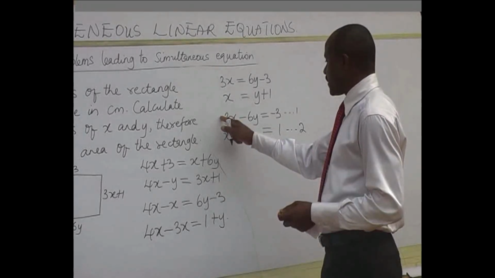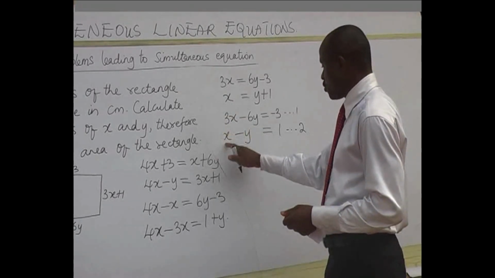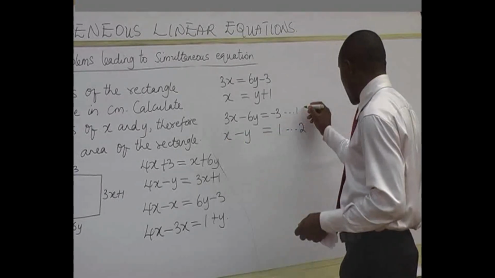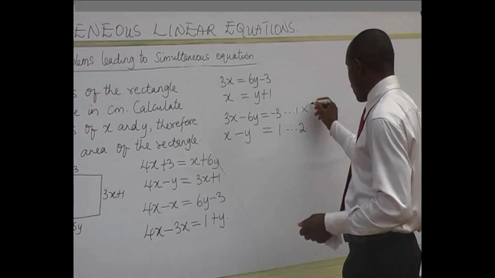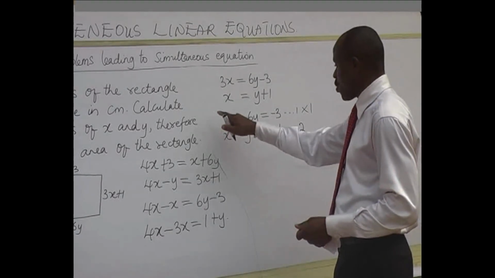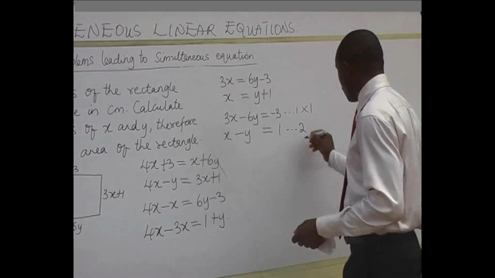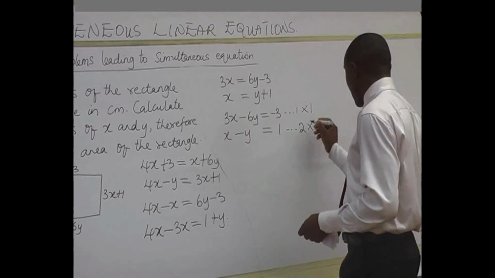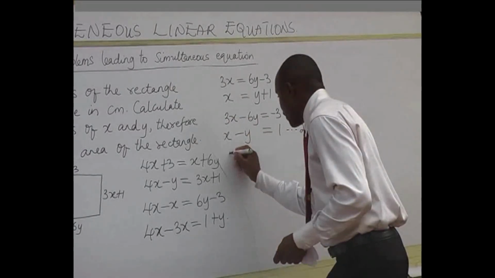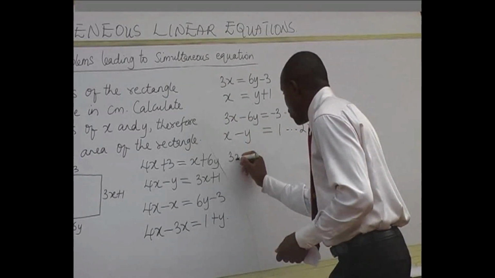Multiply equation 1 by the coefficient of x in equation 2. The coefficient of x in equation 2 is 1, so multiply equation 1 by 1. And multiply equation 2 by the coefficient of x in equation 1, which is 3. So we are going to multiply equation 2 by 3. 1 times anything is that thing, so we are bringing down equation 1 the way it is.